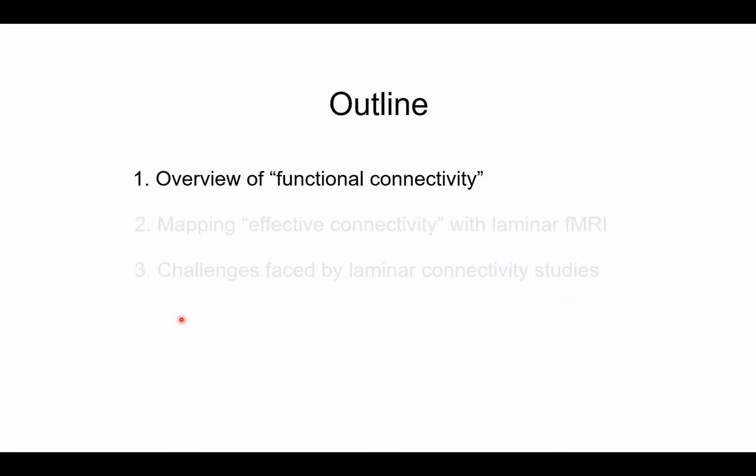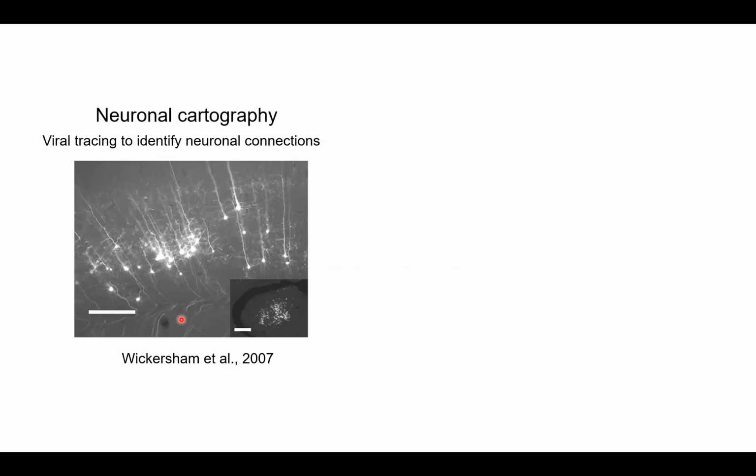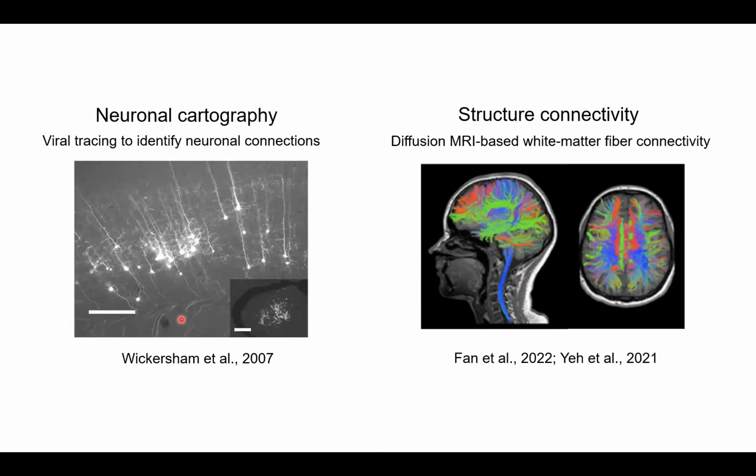Before going to functional connectivity, if you talk to people with traditional neuroscience backgrounds, when they think about connections, they always think about regions with real physical connections. So you'll probably hear the terminology neuronal cartography, which basically uses direct viral tracing to identify those neuronal connections. We probably saw some of these images in Yosin's talk on day one. You may also hear people talking about structural connectivity, using diffusion MRI to check whether different regions have white matter fibers tracking between them. These two ways are grounded in the physical connections between regions.